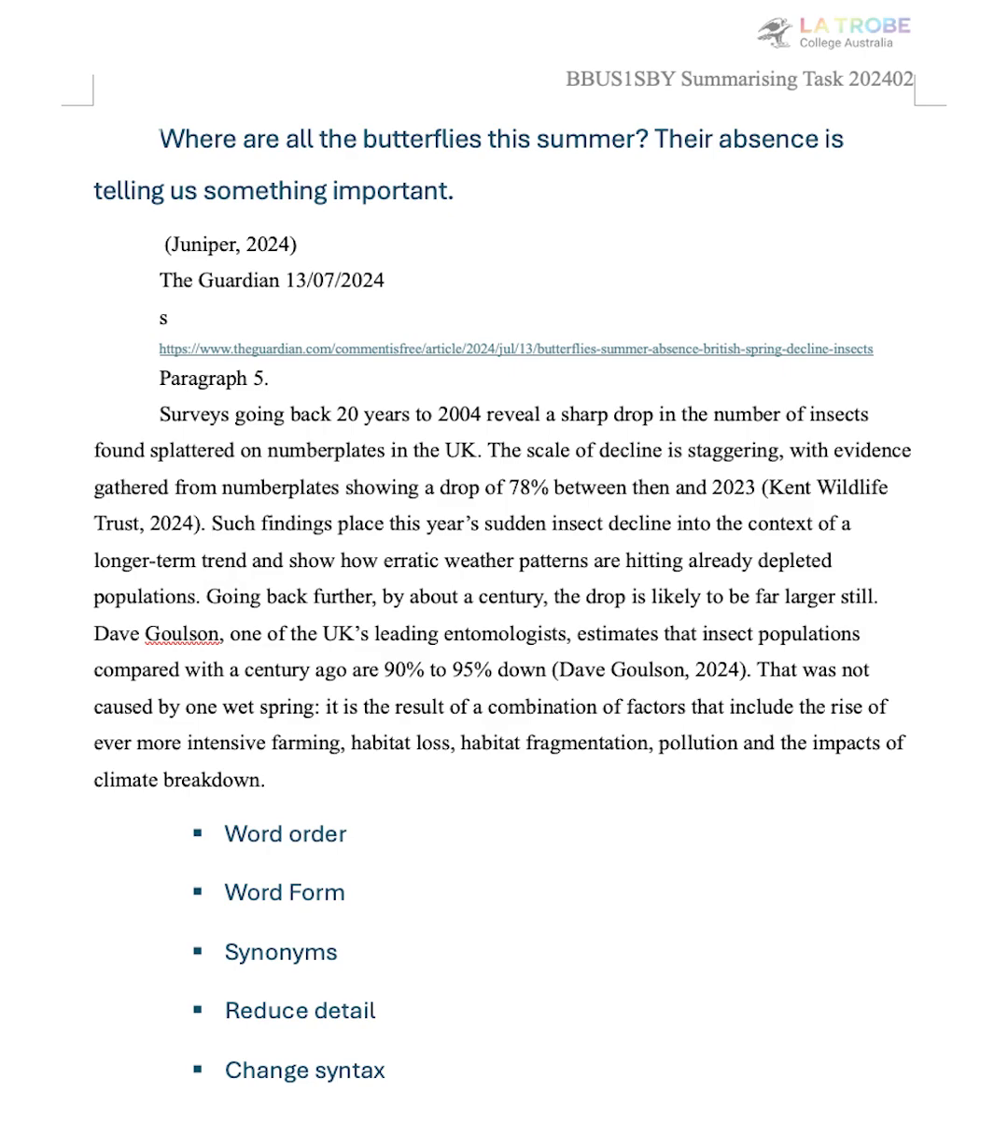Dave Goulson, one of the UK's leading entomologists, estimates that insect populations compared with a century ago are 90 to 95% down. That was not caused by one wet spring. It is the result of a combination of factors that include the rise of ever more intensive farming, habitat loss, habitat fragmentation, pollution, and the impacts of climate breakdown.